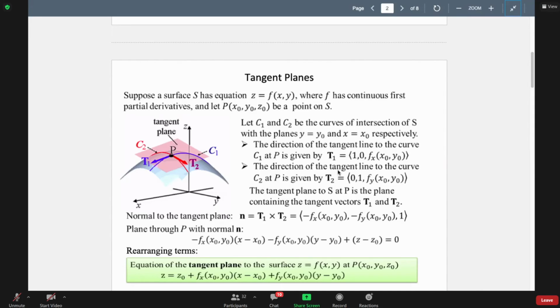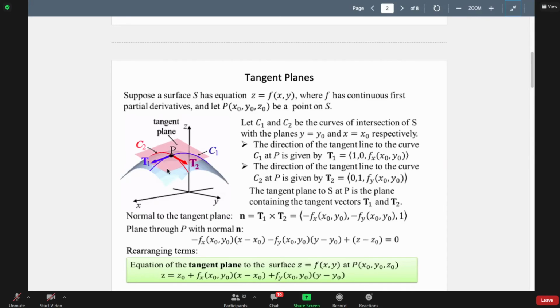And now the direction of the tangent line to the curve C2. C2 is the intersection of the surface with the plane x equals x0, and this is T2. Now, because x is fixed, the first component is 0. Again, you take a vector and you project it into x equals x0. The beginning is x0 and the end is x0, so x0 minus x0 is 0. And then 1, fy. So those are the tangent vectors.